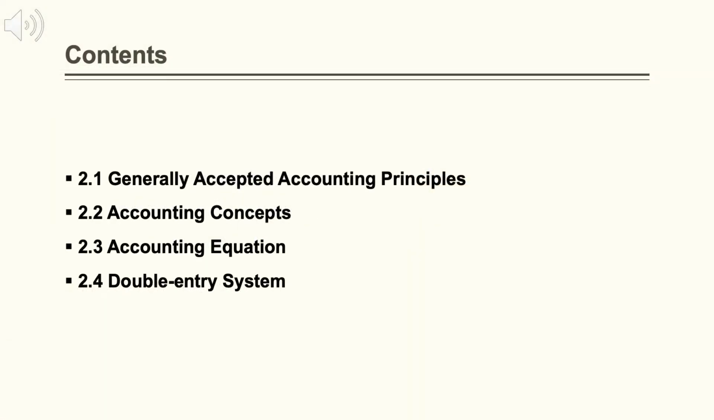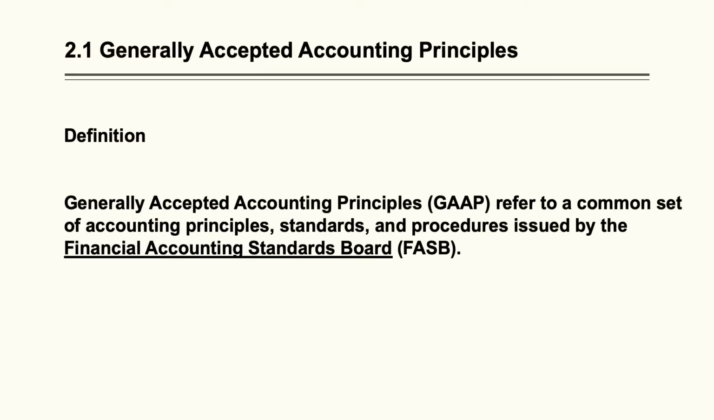Okay, come. So hopefully by the end of this topic, all the students should understand the meaning of generally accepted accounting principle. Second, accounting concept, and the third one is accounting equation, and last, double entry system. So let us start with the generally accepted accounting principle.